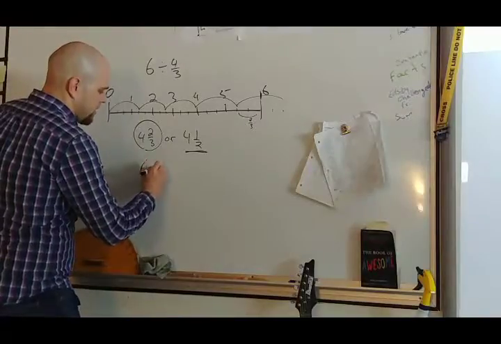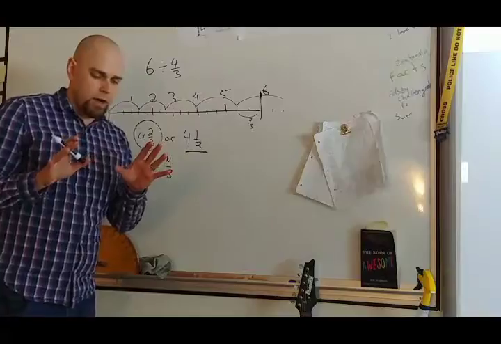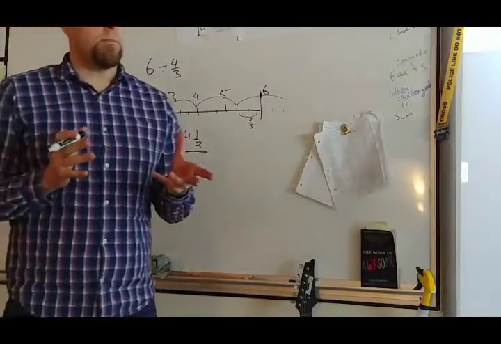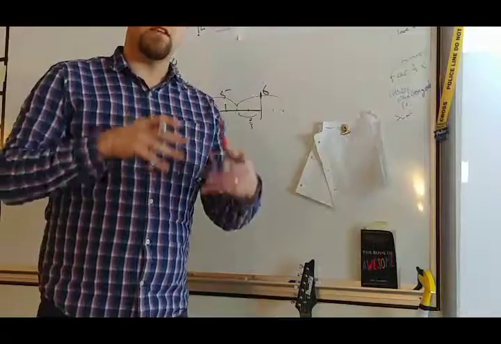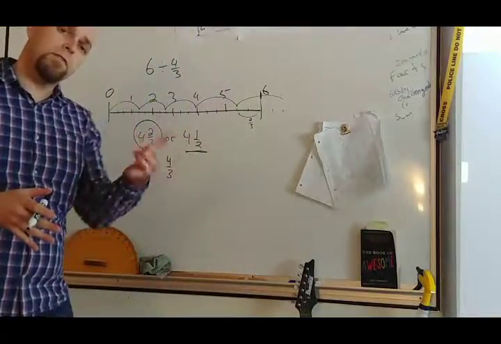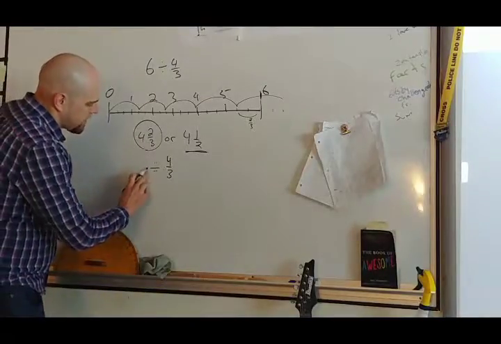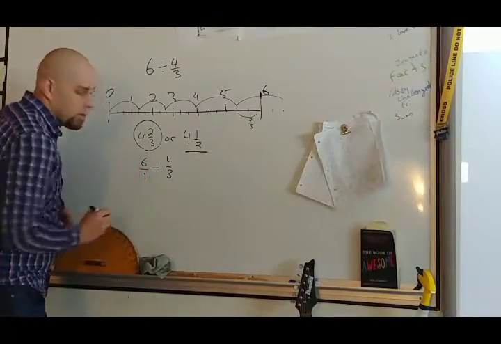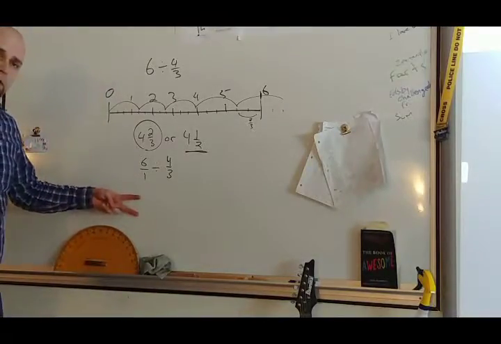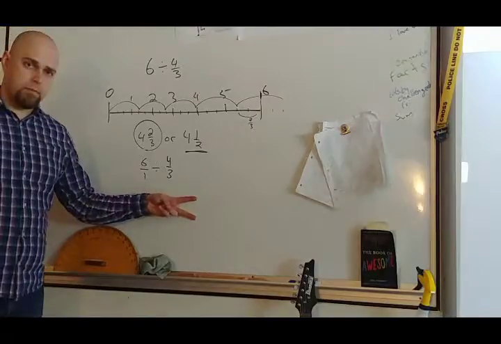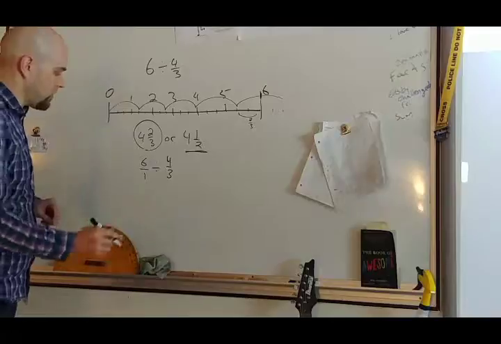We have 6 divided by 4/3. Now before I go forward, I asked the kids what's the relationship between multiplication and division. The relationship is they're the inverse or the opposite of each other. They're the flip of each other. I'm going to rewrite 6 as 6 over 1. So what I need to do is flip one of these numbers, multiply them, get an answer, and flip it back. I'm going to show you what that looks like.